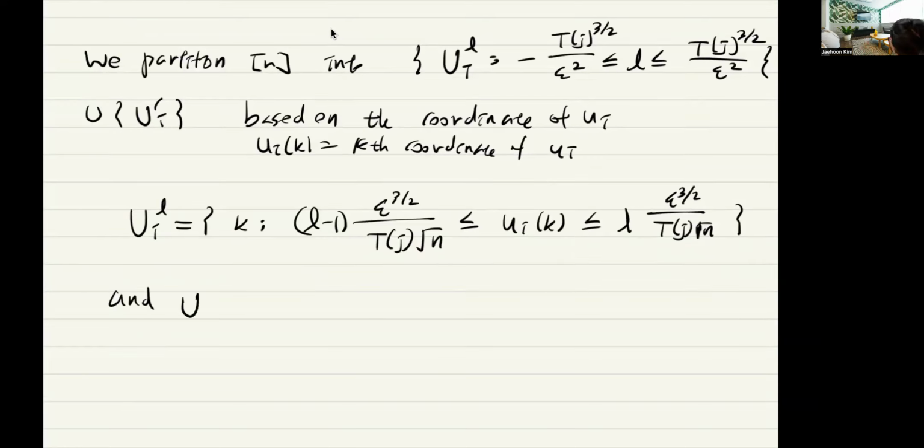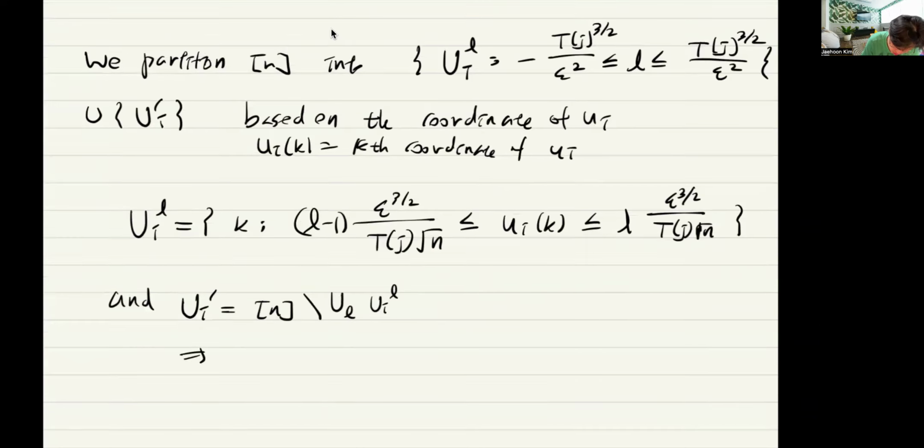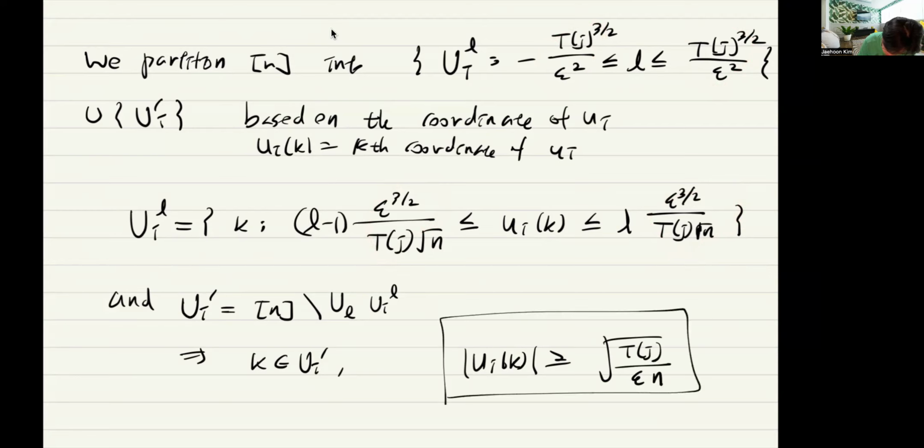That means the kth coordinate and k prime's coordinate have almost the same value in u_i. And this u_i prime is the remaining one. So you see in here, what it means is that if k is in u_i prime, then the absolute value of u_ik is actually bigger than this times this, or this times this. So that's bigger than square root of Pj over epsilon n. So we know this.